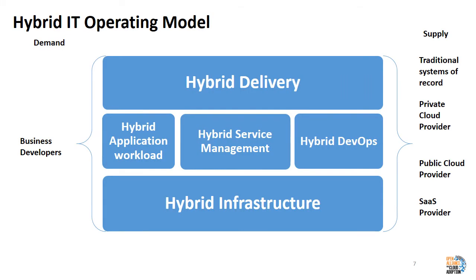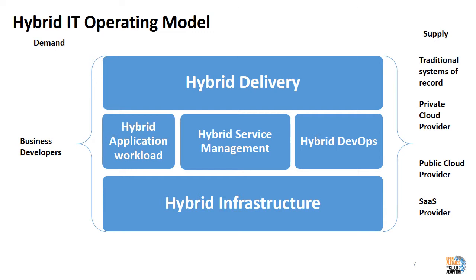A hybrid IT operating model focuses on delivering services from multiple sources. These sources can include traditional systems of record, private cloud providers, public cloud providers, and SaaS providers. It is designed so business developers or users can go to one place to order the services from any of these providers, and the IT operating model will facilitate the provisioning of those services.